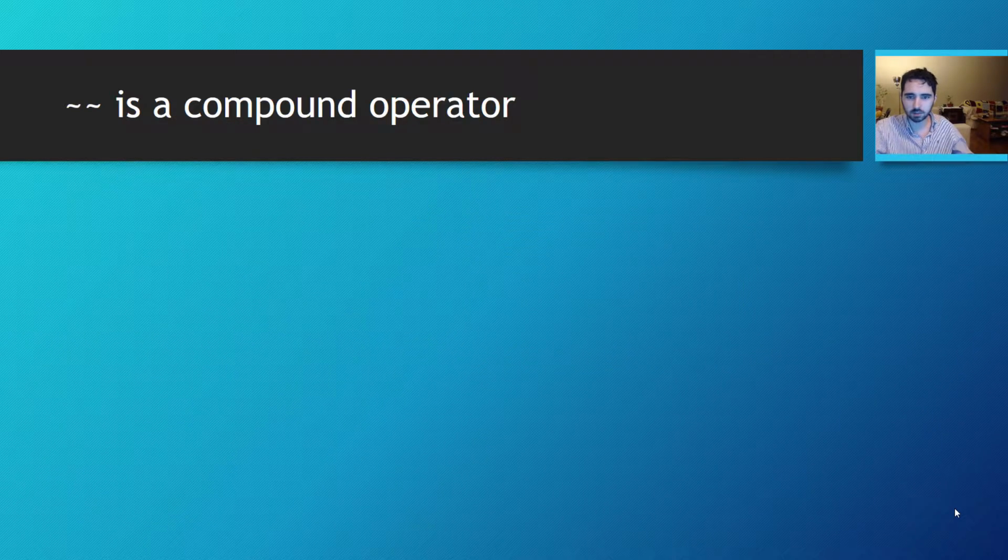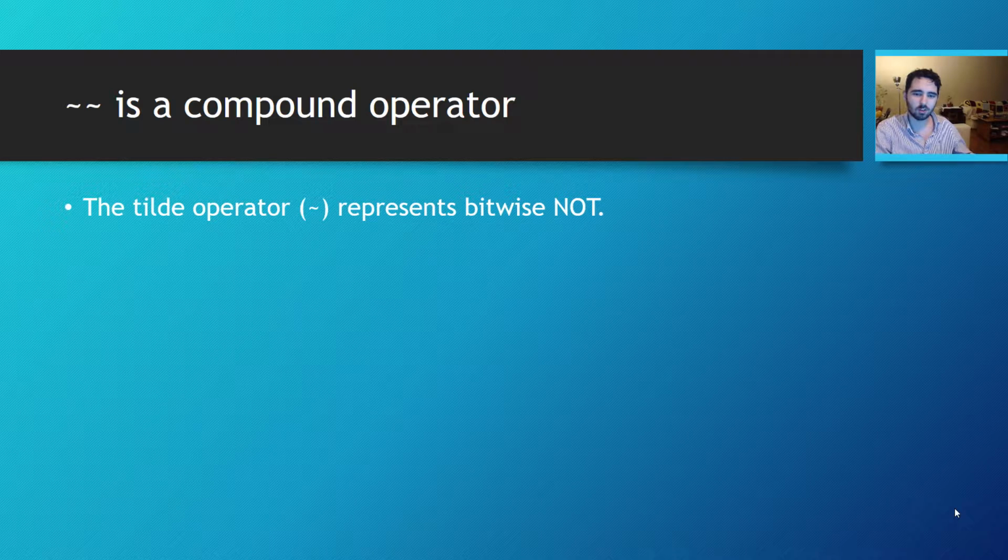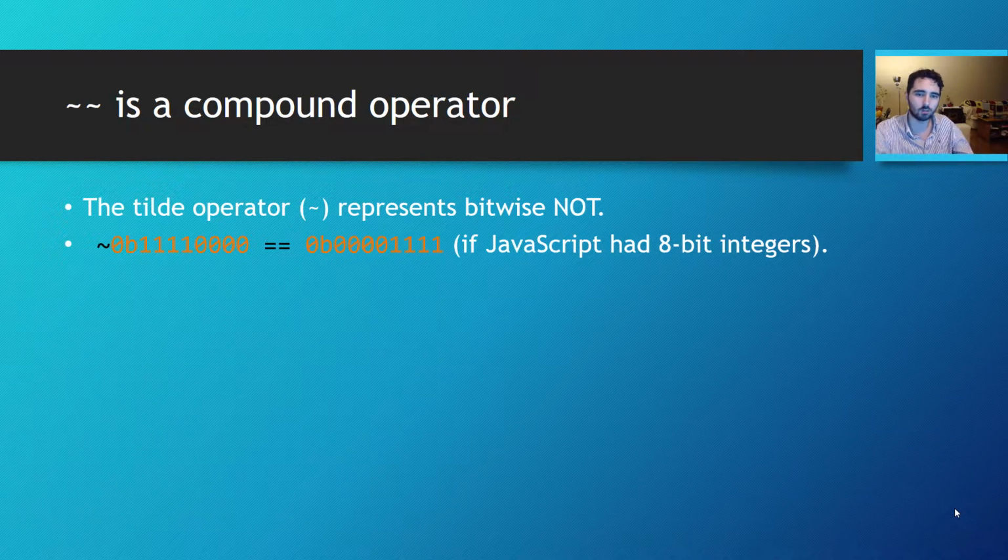Well, I would call the double tilde a compound operator. I don't know if that's an official term, but really it's the concatenation of two operators. It's the tilde operator twice. The tilde operator in JavaScript represents bitwise not, and of course that will flip all of your bits. So if you have ones, it'll turn them into zeros, and zeros will get turned into ones. Of course, JavaScript doesn't have 8-bit integers, but this is a representation of what it does.